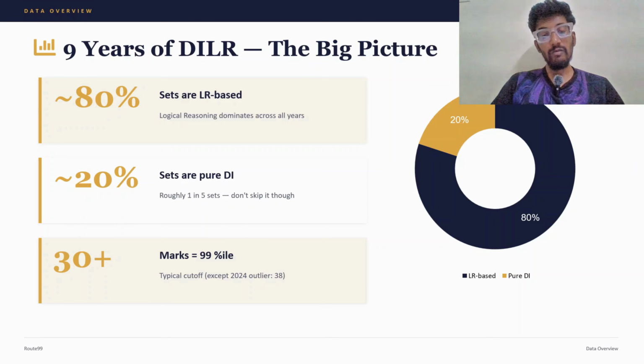So let's talk about percentile. Every student wants 99 percentile. The interesting thing is, in most of the years, 30 marks in DILR is enough for 99 percentile. That is what students keep asking me. Guys, you don't need to conquer the entire section when it comes to DILR. You only need to conquer a few good sets. The game isn't about solving everything. The game is about how you choose the right set.